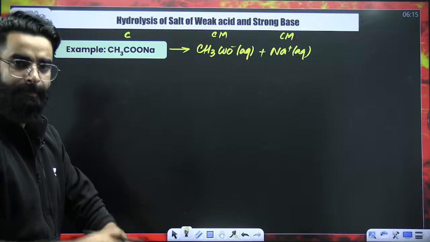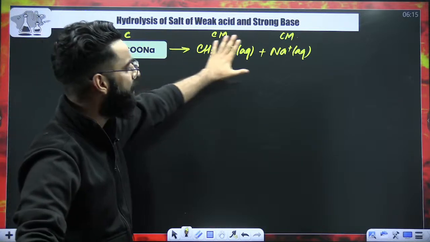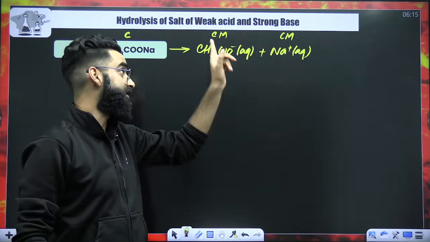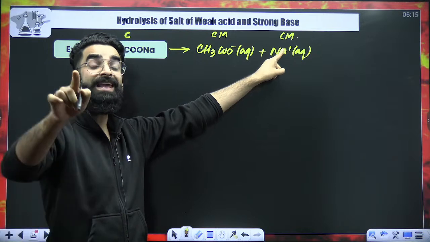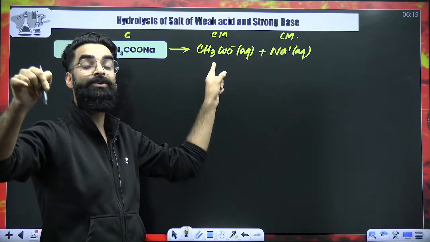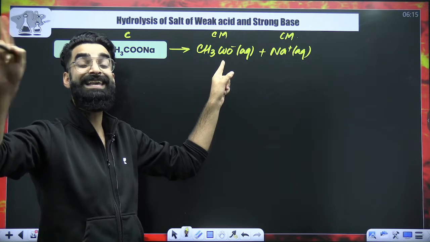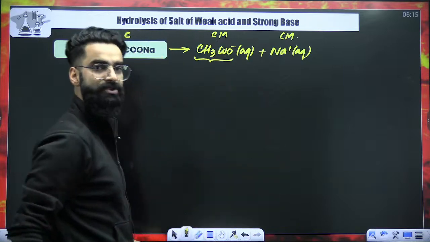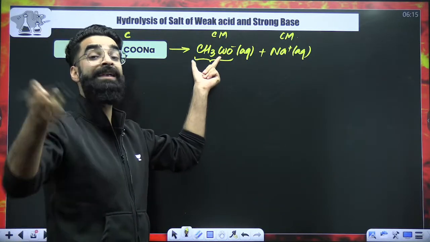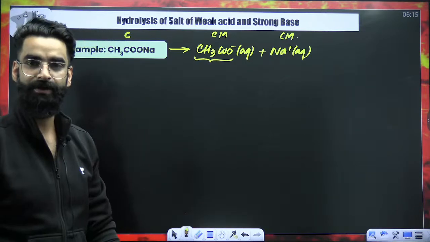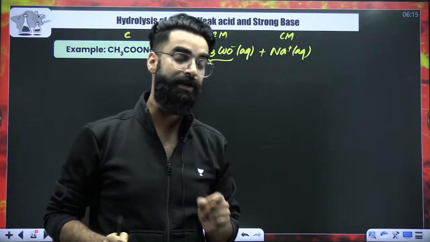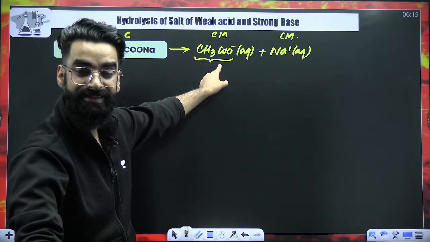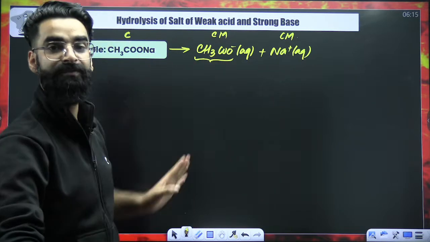Now guys, try to understand. You introduce salt into water. There are two types of ions present in the container now. One is CH3COO negative, one is Na positive. Na positive has come from NaOH. CH3COO negative has come from CH3COOH. CH3COOH is a weak acid. So this particular ion has come from a weak acid, so it is going to interact with water. I told you that the ion of the salt that has come from the weak acid or weak base is the only one that is going to interact with the water. This particular ion has come from weak acid, right? So it is going to interact with water.